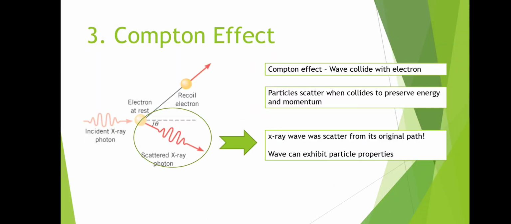And from this experiment, it proved that particles or light can have duality, which means that an X-ray or a wave can exhibit particle nature, while an electron can exhibit wave nature. And because of the Compton effect, it further supported the photon theory by Einstein.